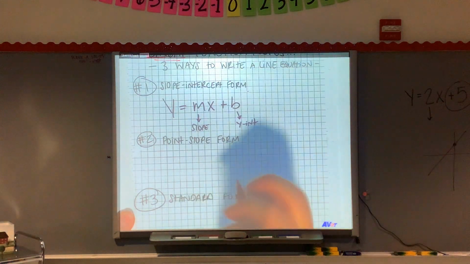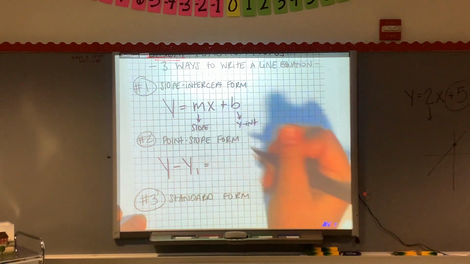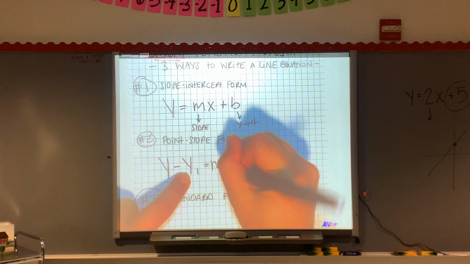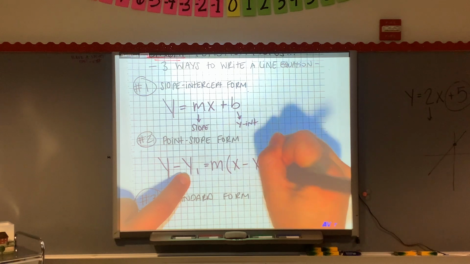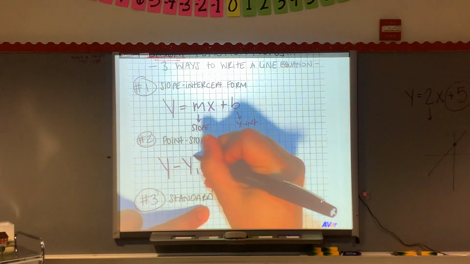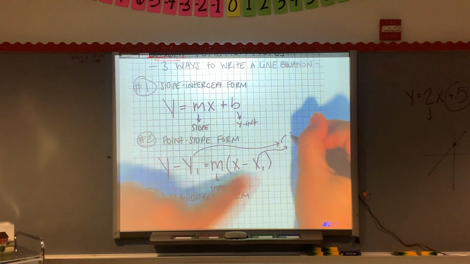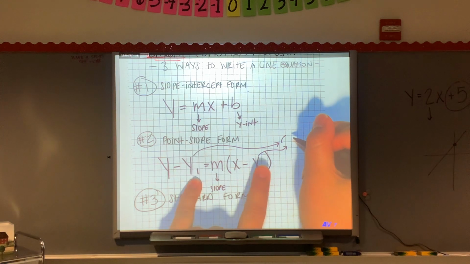We already know how to do that one, so let's move on to the next form of a line, which is point slope form. Point slope form looks kind of long, but it's not too difficult. It says y minus y1 equals m times x minus x1. So the m is very familiar. It still means slope. And this y and this x are what is important. This is a coordinate. Whatever coordinate they give you or you need, it's going to go right here.